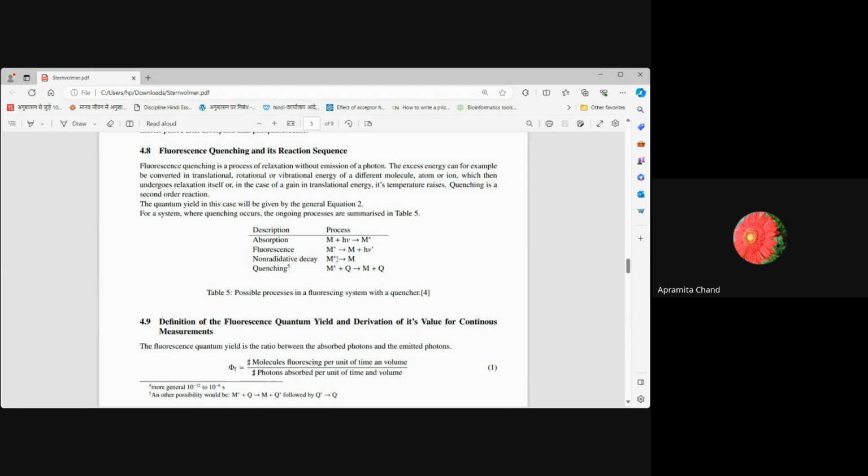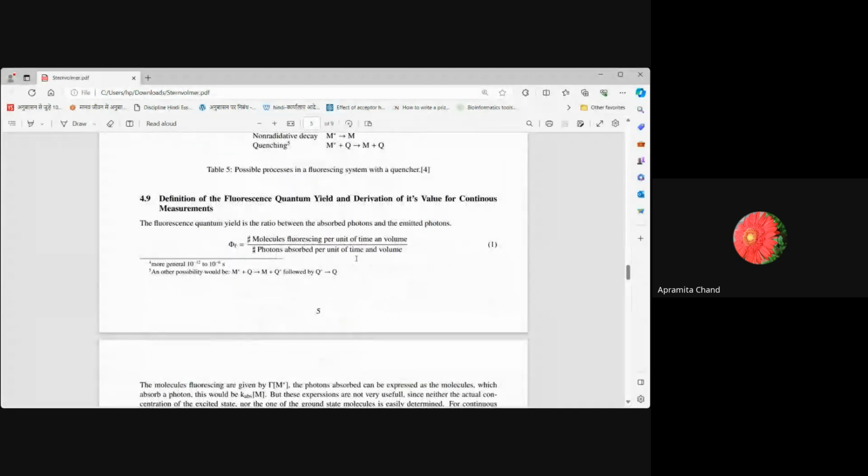In non-radiative decay, it just comes back to the original state without emitting any photon, a non-emissive kind of decay. And in quenching, after absorption, even if the molecule is going to a higher excited state, there is some substance being added or some phenomenon occurring which leads it to come back to the original state along with the quencher. This is what is happening with the quencher, and we will also discuss this in detail.